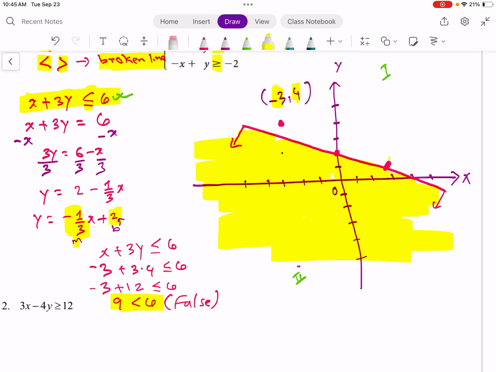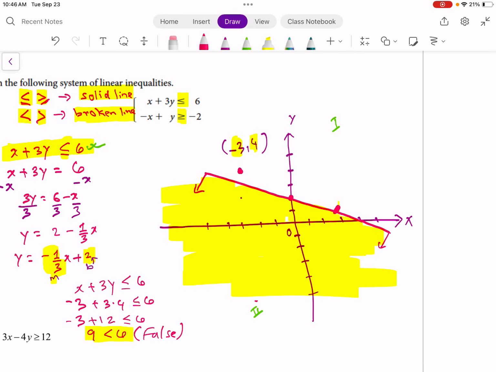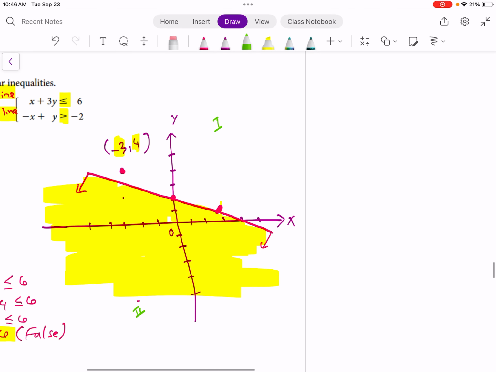Okay, now we do the same thing for our second inequality. Any question up to here? Now let's take our second inequality: negative x plus y greater than or equal to negative 2. You replace your inequality by an equals sign, so we have negative x plus y equals negative 2. You solve this equation for y, so you add x on both sides. Our y is x minus 2.